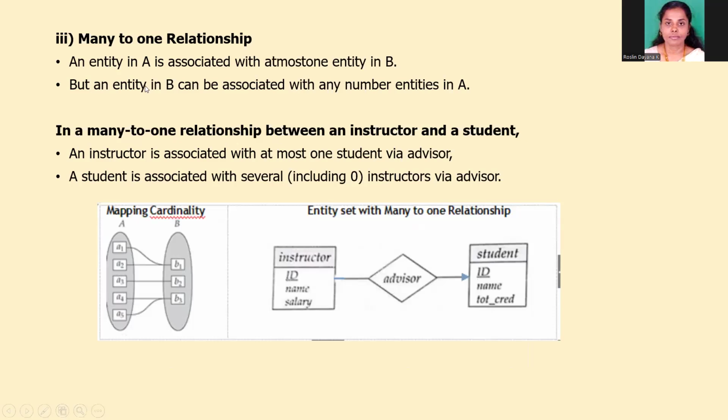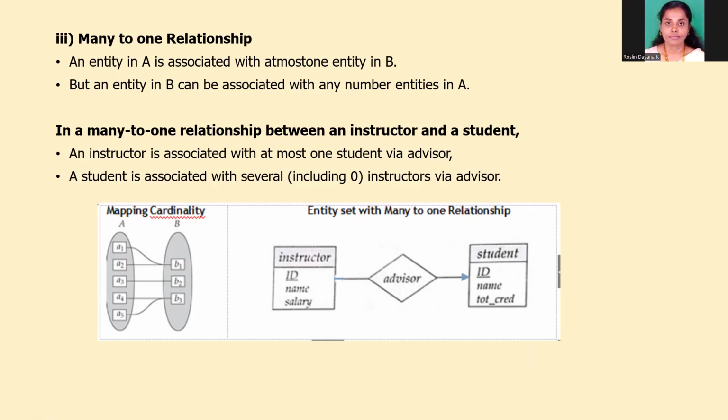Many-to-one relationship. An entity or object in A is associated with at most one entity in B, but an entity in B can be associated with any number of entities in A. A will be mapped to at most one entity in B, but B will have multiple A entities.